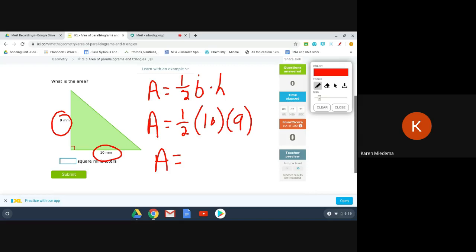Now everything is being multiplied together. You could just do it in one step. 1/2 times 10 is 5. 5 times 9 is 45. Once again, these do have units. You could see here that we have mm, that stands for millimeters. And because we're doing millimeters times millimeters, you would get millimeters squared or square millimeters. But IXL already has the units for us listed there. We're just concerned with the number. So it's 45 square millimeters.